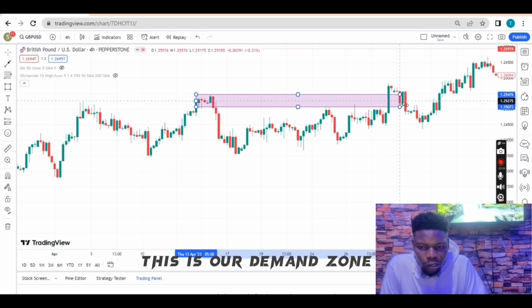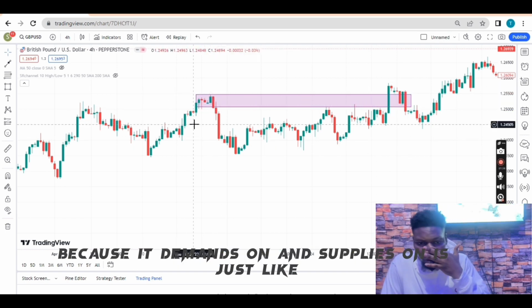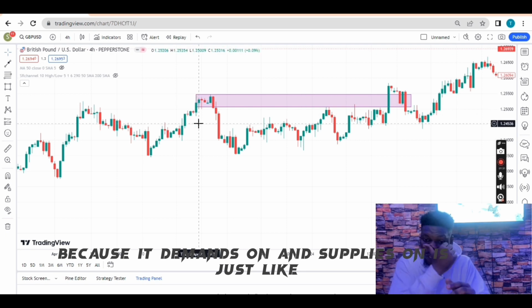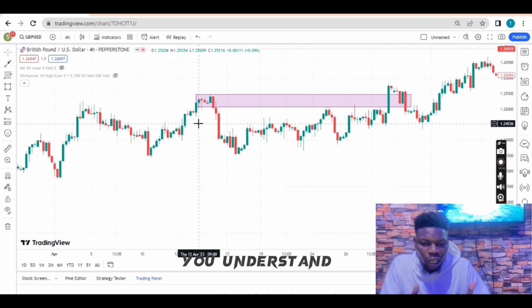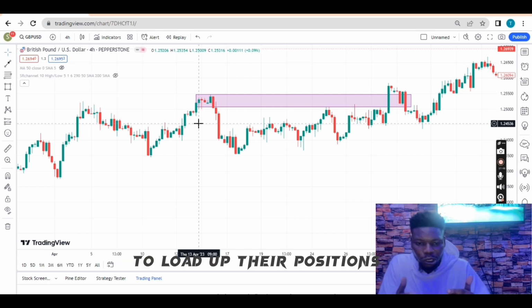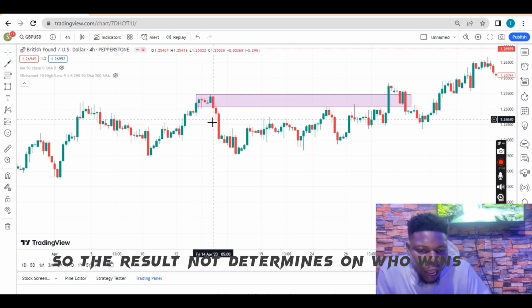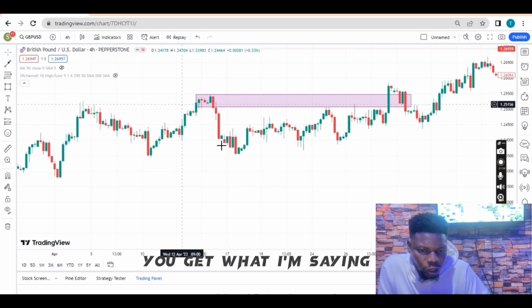This is our demand zone. Why? Because a demand zone and supply zone is just like equal price where the buyers and sellers agree. That's where the buyers and sellers agree to load up their positions. So the result now depends on who wins. That's when we have the breakout. You get what I'm saying?